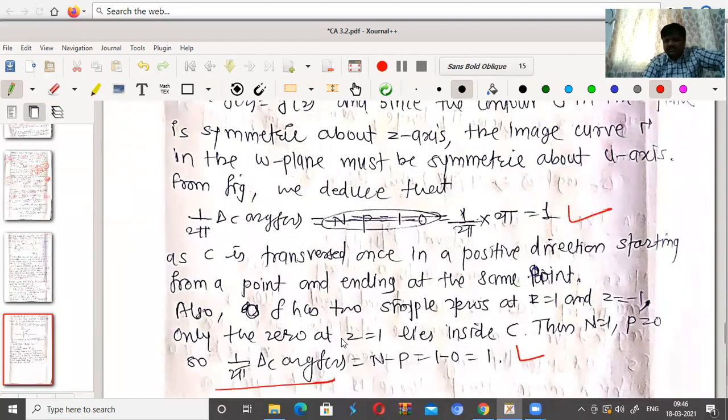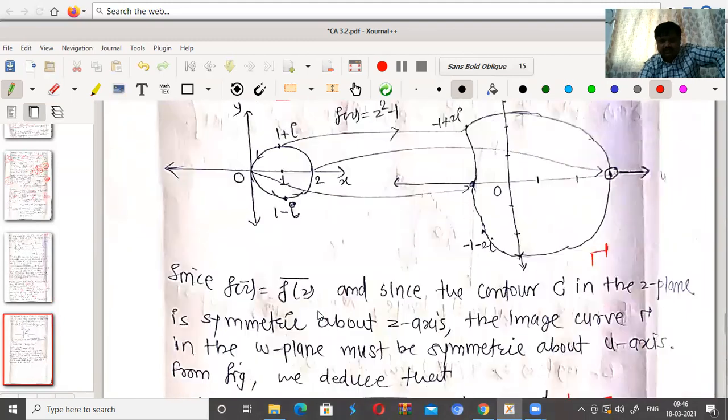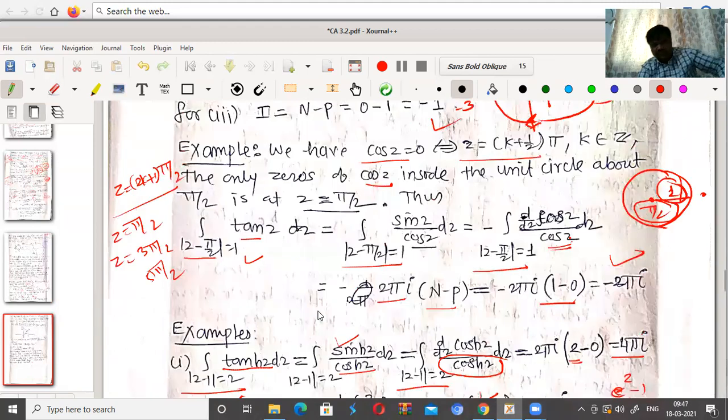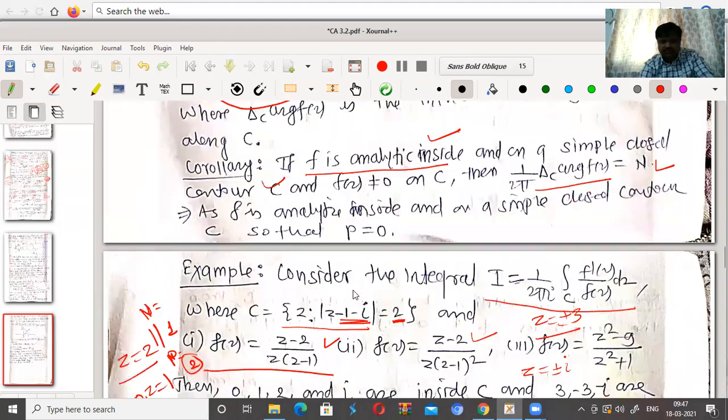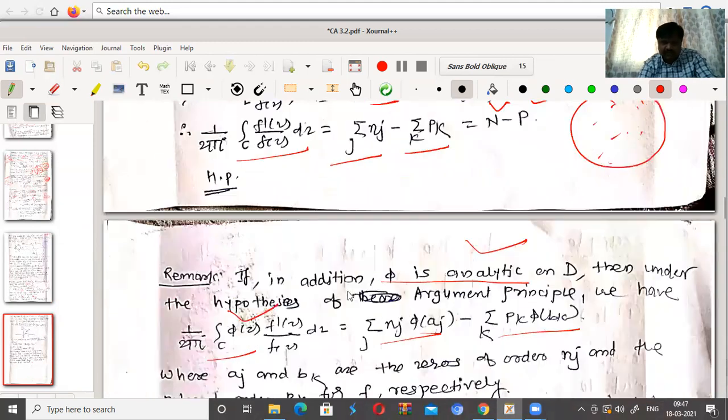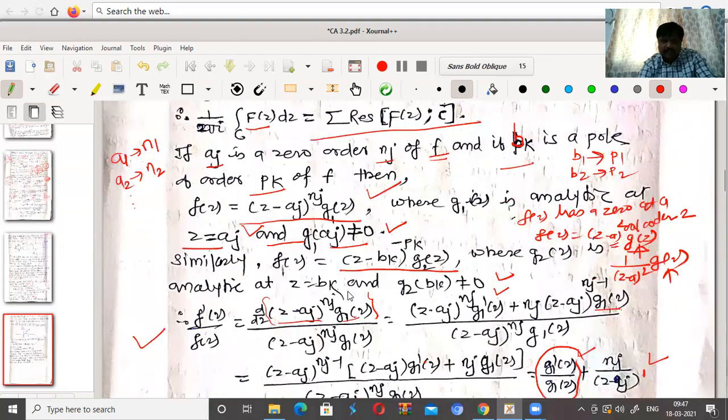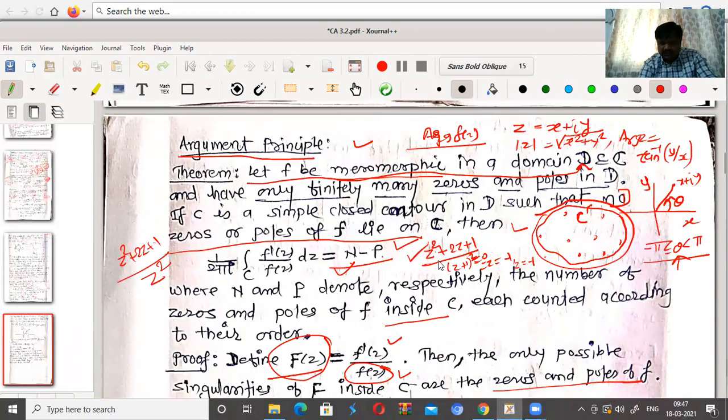Okay. So by using this, we can find the number of zeros, number of poles, and the integral of a given function. This is the argument principle, which is very important in complex analysis. At this stage, we will stop here, and the next part we will take in the next lecture.